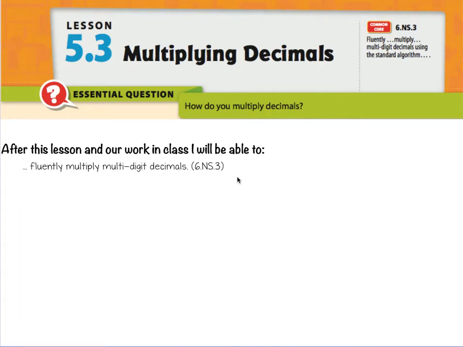Welcome to Module 5, Lesson 3, Multiplying Decimals. Today we're going to talk about how to fluently multiply multi-digit decimals.